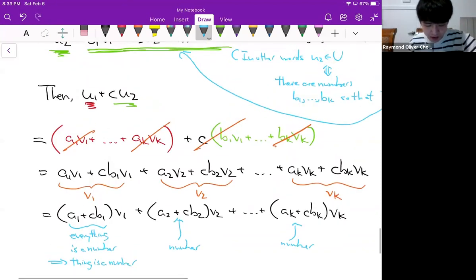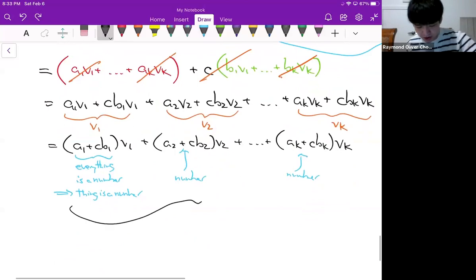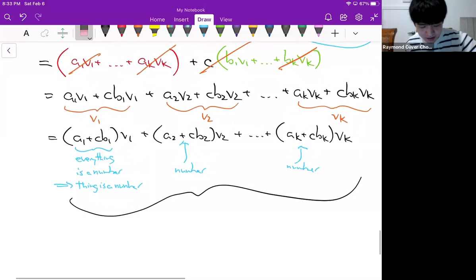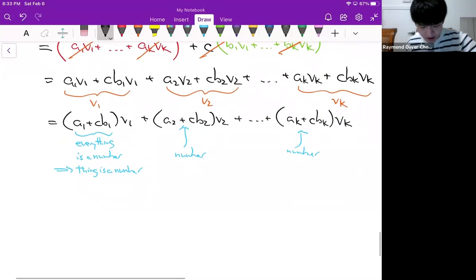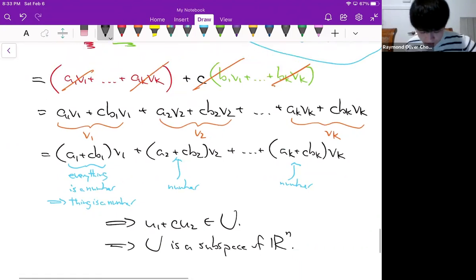I have said u1 plus c u2 is a big sum of numbers times v1, v2, up until v_k, and then you just add them all together, right? So what this says is that u1 plus c times u2 is an element of U, which means that U is a subspace of R^n.